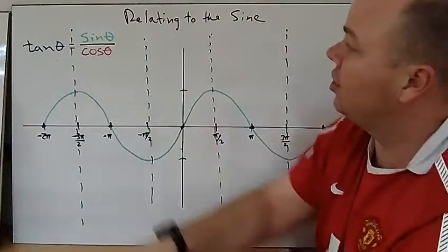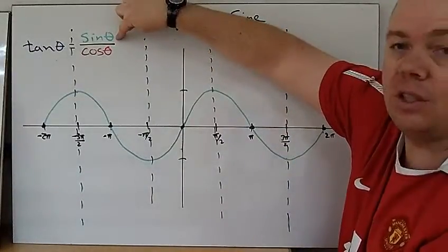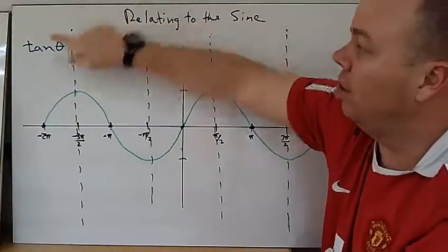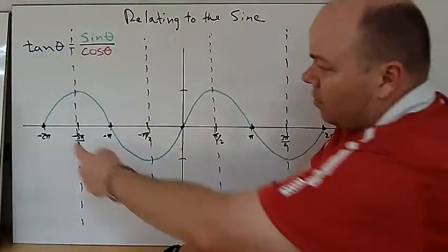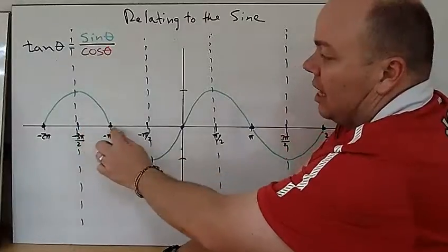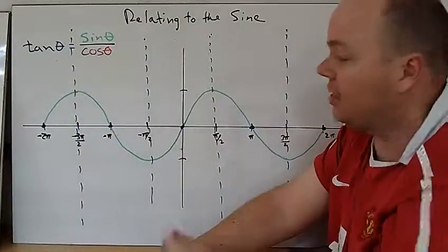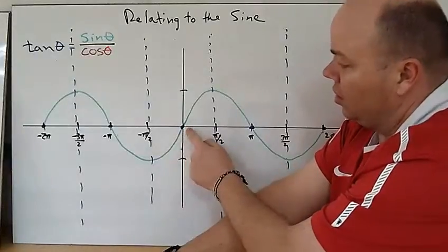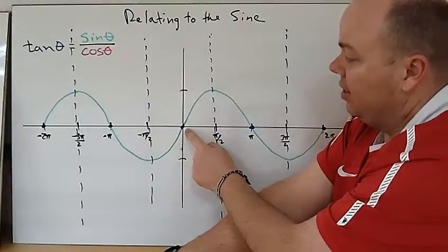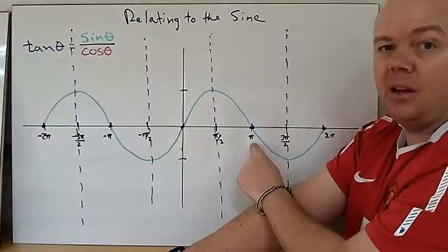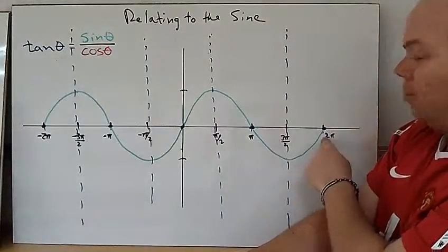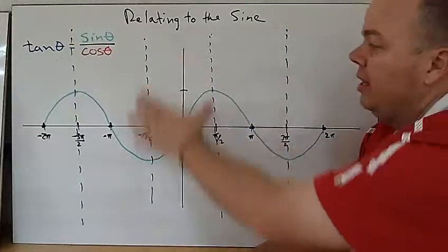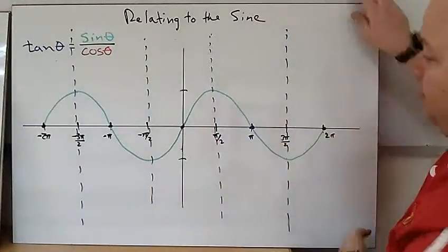Relating to the sine function, whenever sine is equal to 0, that means that this fraction would be equal to 0, so tangent would be equal to 0. So wherever the sine graph crosses the x-axis, that's where tangent will be equal to 0. So sine starts here, it's 0. At pi again, it'll be 0 again. At 2 pi, it'll be 0 again. So we need to see what happens in between these vertical asymptotes.